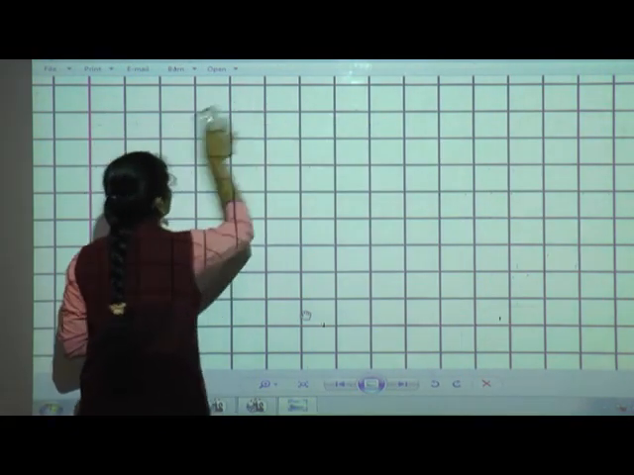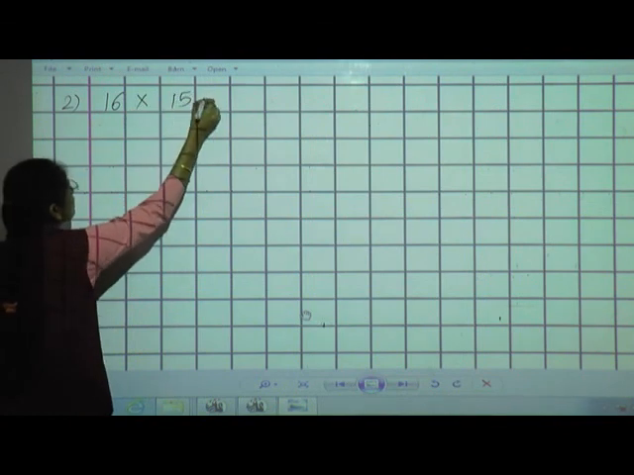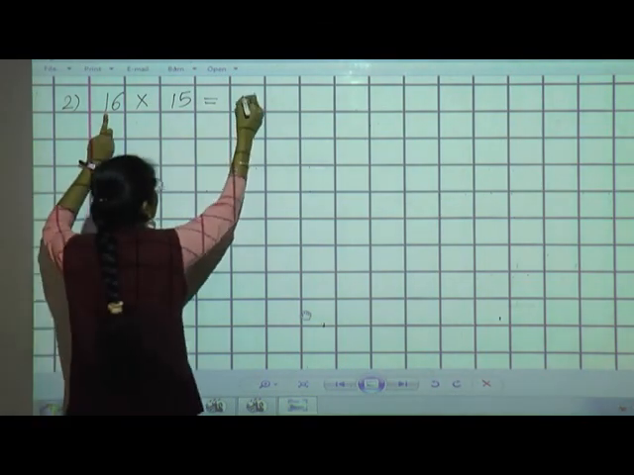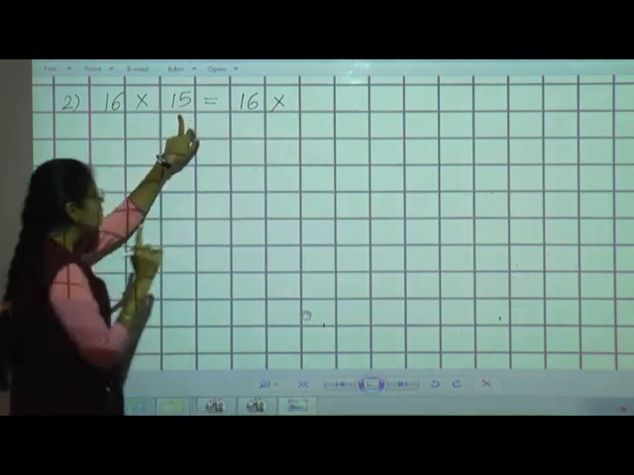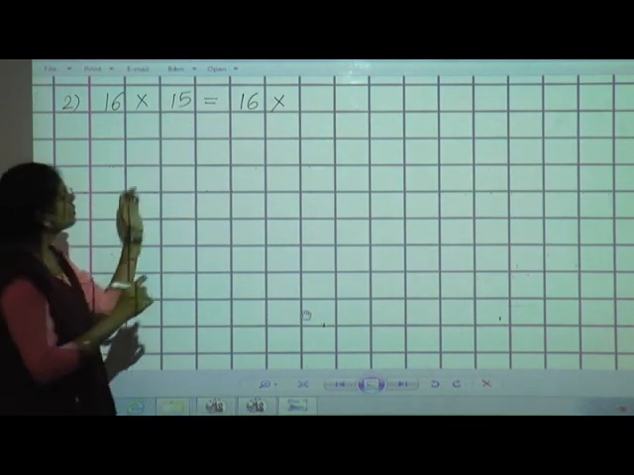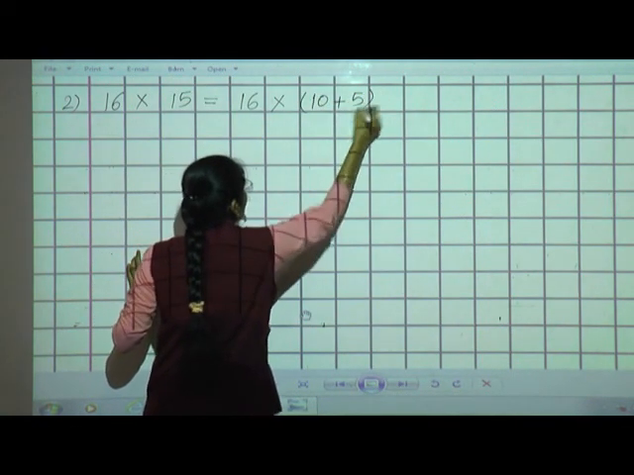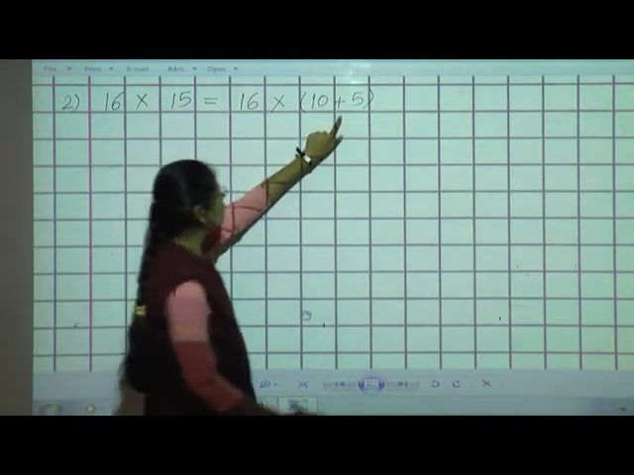Now see what is the second number. The question is 16 into 15. In the first step, what will you do? Yes, first of all we'll write this 16 as it is into, now we will split up this 15. How? 15 is equal to 10 plus 5. Understood? 15 is equal to 10 plus 5.